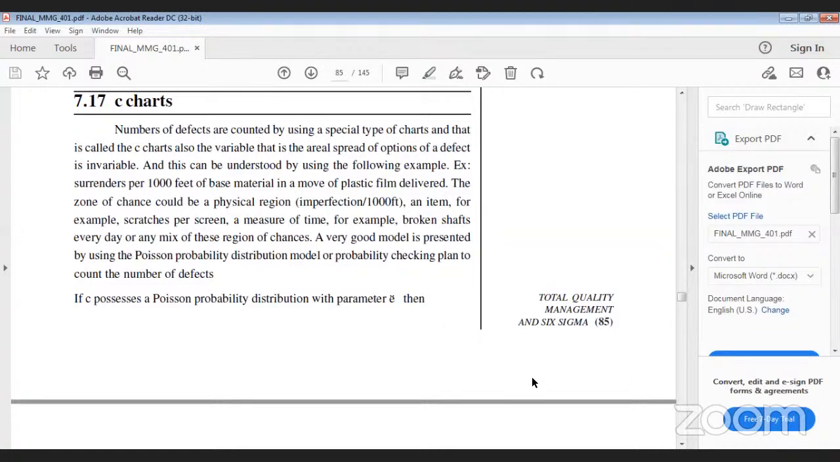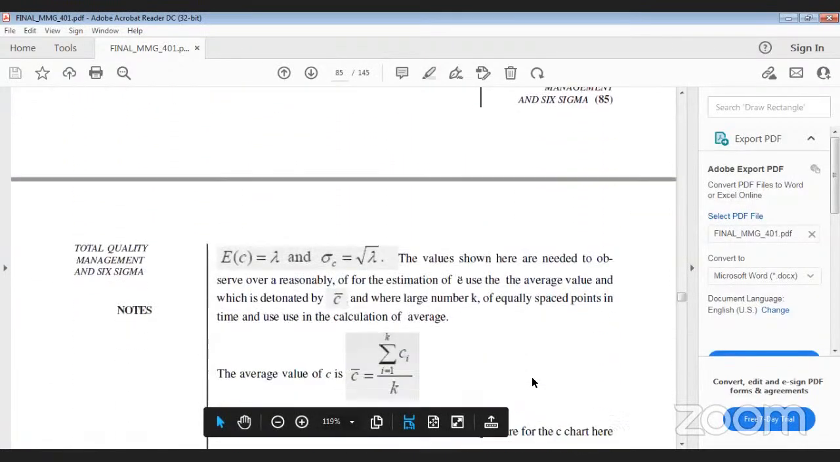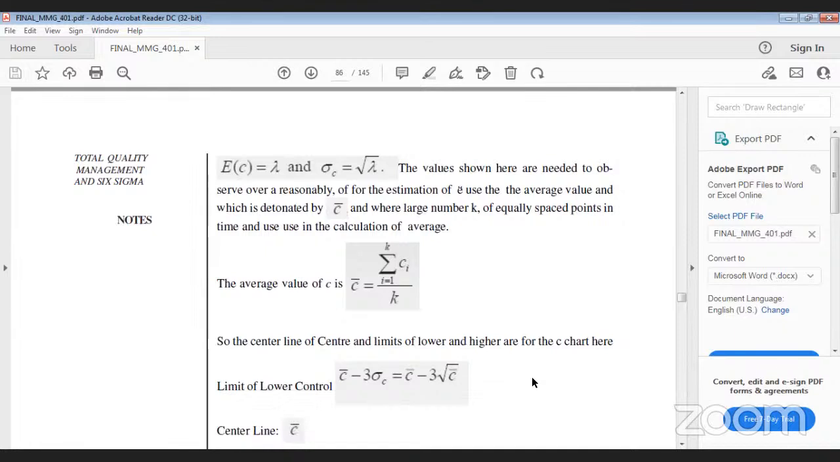For example, scratches per unit, or measures of time, for example, broken shapes every day. Any mix of these regions is also possible. The next point given is the standard deviation of c, then the average value of c, then the center line and the lower and upper control limits for the C chart.